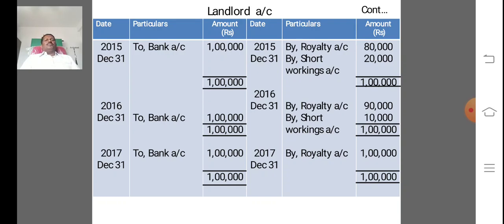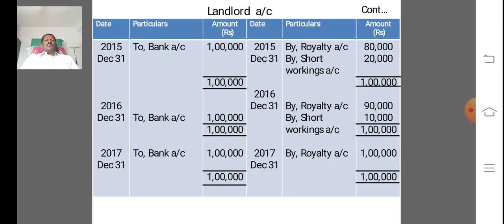So next, in the year 2016 again, we pay the landlord 1 lakh. So that amount is debited to the landlord account, in the name of bank account, and credit side by royalty 90,000 and short workings 10,000.